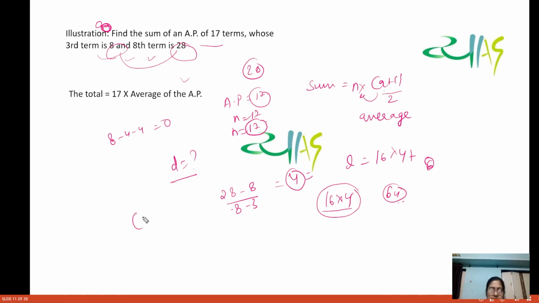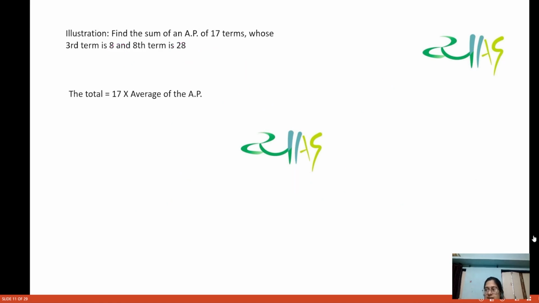This is obviously 64. Now you know the average is (a + l)/2, so a is 0, l is 64, divided by 2, and n is 17. Now this is 8 times 7 is 56, and 8 times 1 is 8. 136 is your sum. Okay, 136 is your sum.